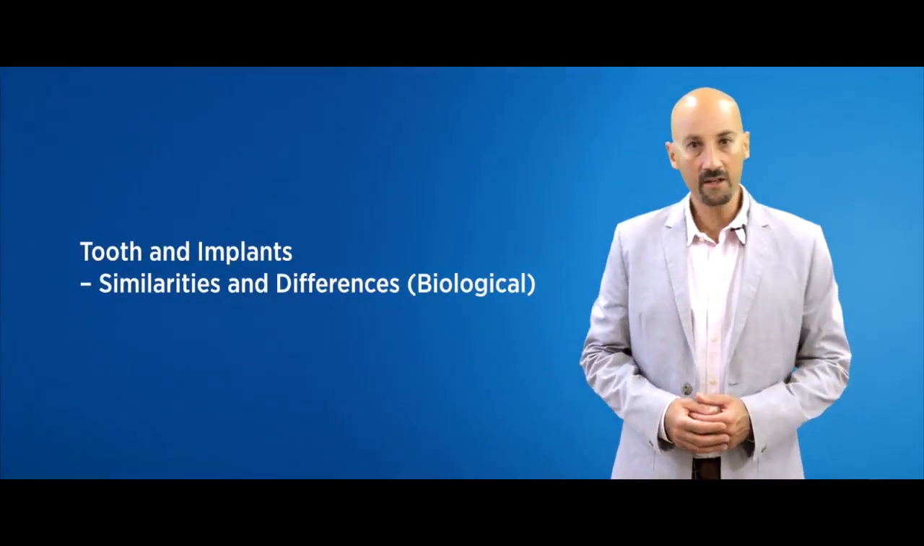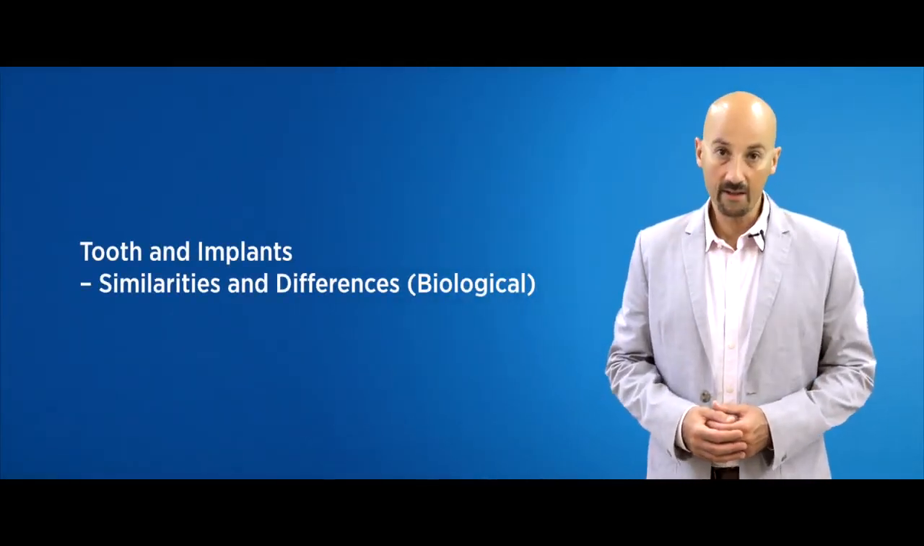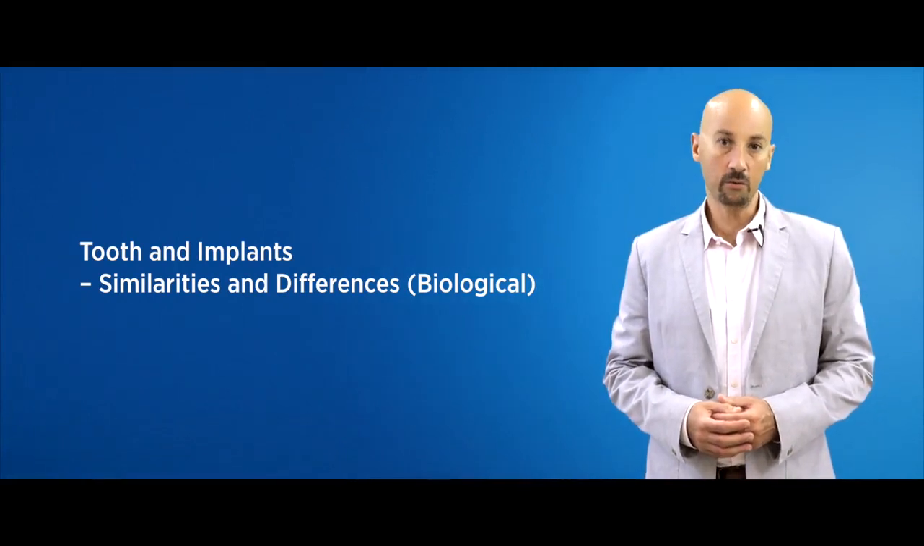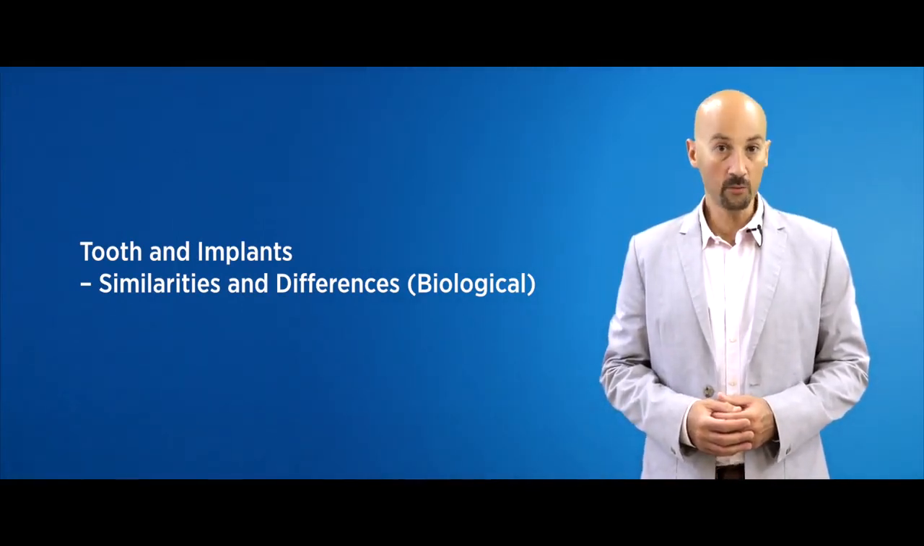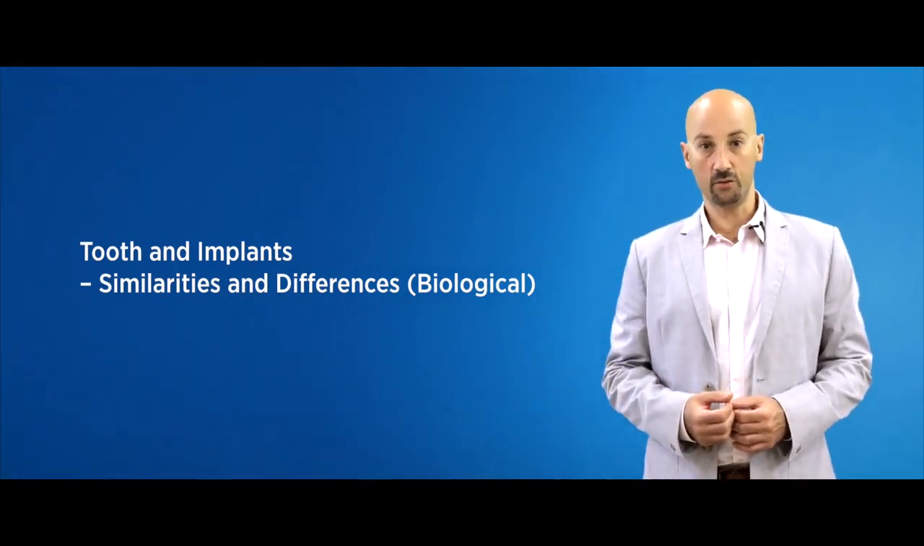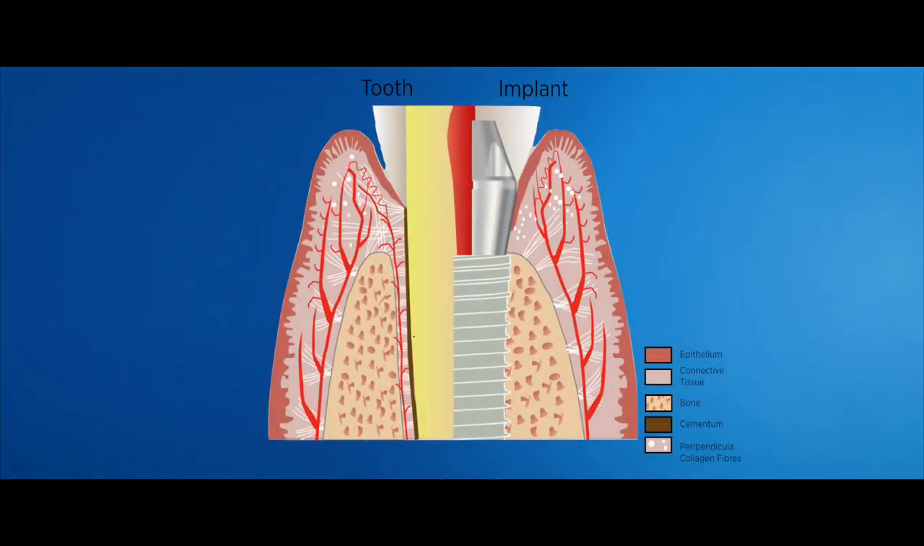To continue on the differences and similarities between teeth and implants, let's take a closer look at the soft tissues of the periodontium versus the peri-implant tissues. As we discussed, the lack of periodontal ligament around implants means significant difference in terms of movement, shock absorption, and perception. It also means less vascularization and poorer blood supply for the peri-implant tissues.